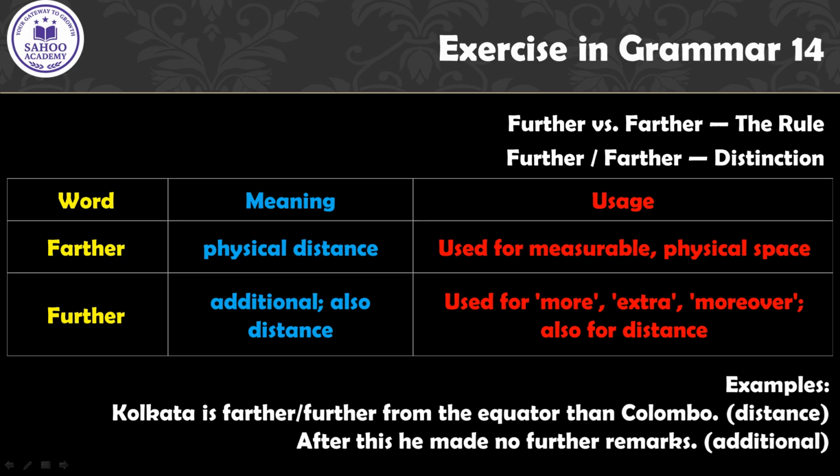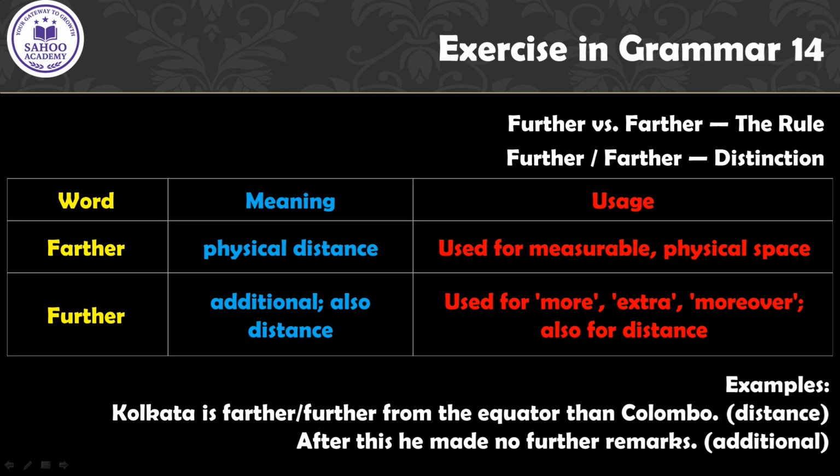Now, further versus farther. Let's understand one more confusing pair, that is further versus farther. Many students think both words are the same, but there is a small difference. Farther is used for physical distance, that means distance we can measure in kilometers, meters or miles. For example, Kolkata is farther from the equator than Colombo. Here we are talking about real geographical distance, so farther is correct. Now further means additional or extra. It is also sometimes used for distance, but it is mainly used when the meaning is not physical.